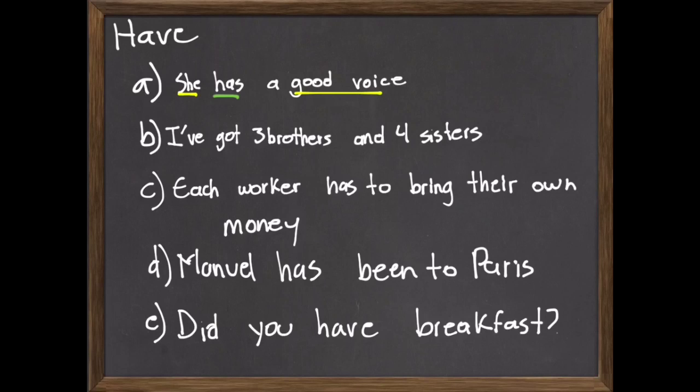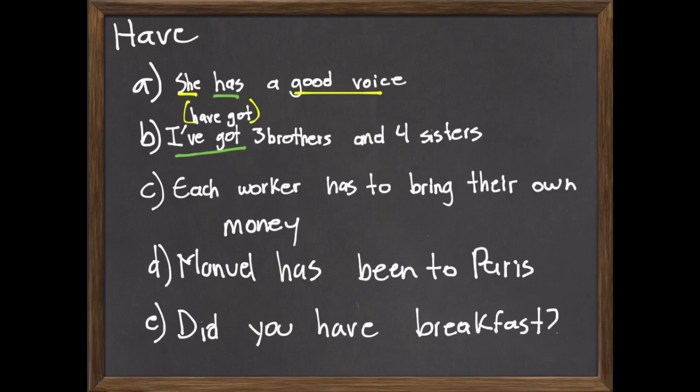Also, we can use this as an auxiliary with got to talk about possessing or owning things. For example, I've got 3 brothers and 4 sisters. I've got is the shortened form of have got, which is the same, just shortened.